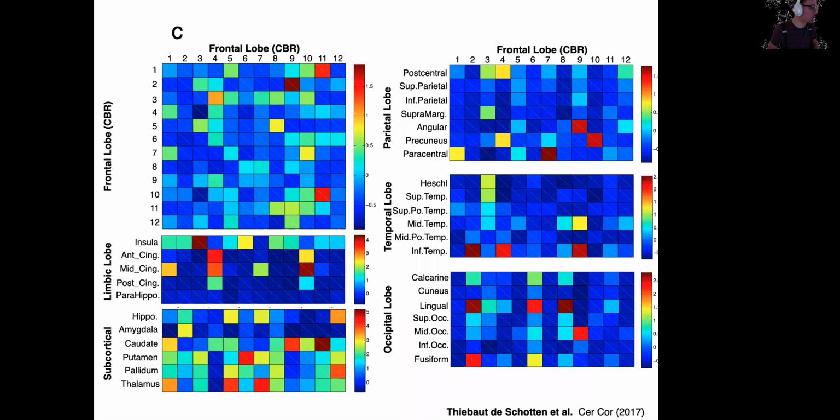We also checked whether the pattern of connection was different across those 12 regions. For the purpose of clarity, 1 represents the most posterior region and 12 the most anterior region. You can see that the pattern of color, indicating the strength of the connection, is very different across the 12 regions, whether this is within the frontal lobe or between the frontal lobe and the limbic lobe, between the frontal lobe and subcortical regions, the frontal lobe and parietal lobe, frontal lobe and temporal lobe, and frontal lobe and occipital lobe.